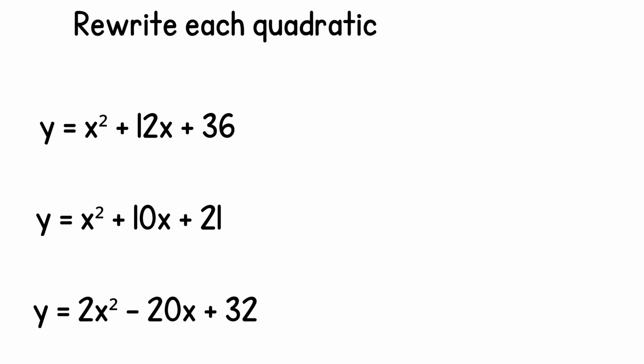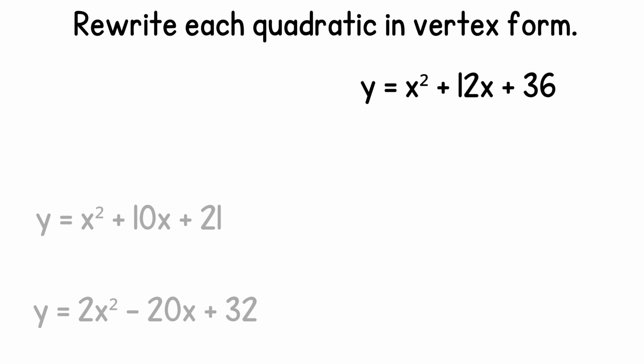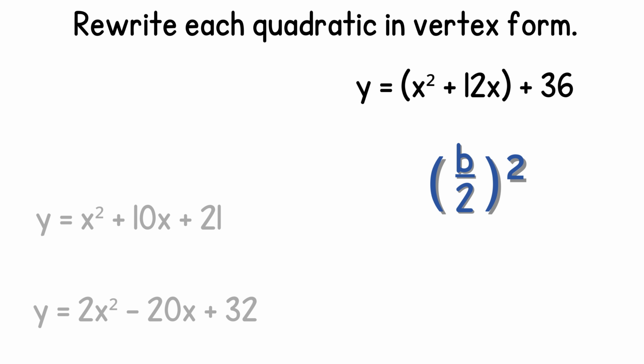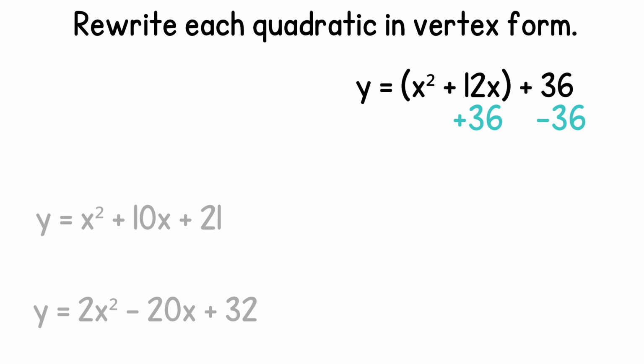In our last example, we're going to rewrite each quadratic in vertex form. We'll start with y equals x squared plus 12x plus 36. We'll group our x terms, and then we'll find the value that completes the square. b becomes 12, and half of 12 is 6. 6 squared gives us 36. So we'll add 36 to the parentheses and subtract it from our constant. This gives us y equals x squared plus 12x plus 36. We can simplify this to (x plus 6) squared, and now it's in vertex form.